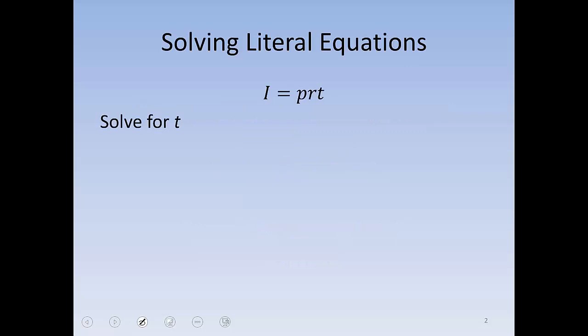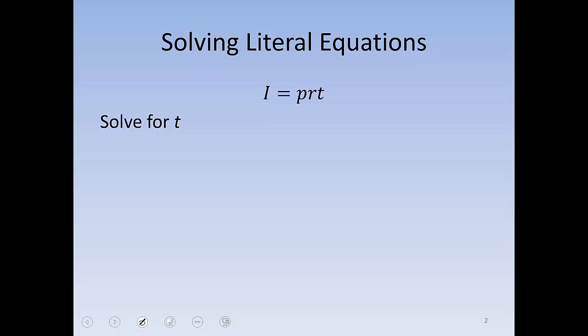All right, so go ahead and write this down. I equals PRT. This is actually a simple interest formula if you're curious, and it calculates the interest based on how much money you put in, the rate at which you are earning your interest, and the time in which you leave it in the bank. So the P is how much you put in, R is your rate, and T is the time in which you leave the money in the bank, and that produces a value of your interest. And that's what I stands for. We use capital I for interest.